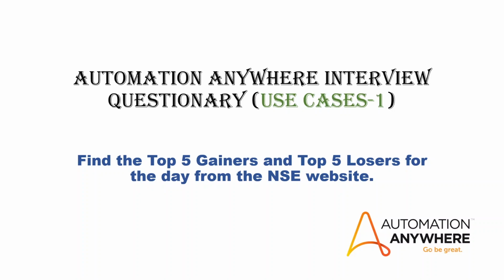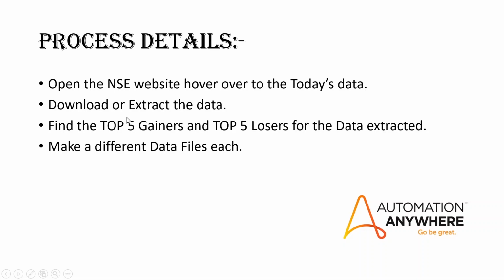Today in the automation, we will see the use case which was asked by one of the interviewers: to find the top gainers and top losers from the NSE website. For this process, we need to open the NSE website and get the data down. Once it's extracted, we need to find the top 5 gainers and top 5 losers from the extracted data, and we need to make two different files for the top 5 gainers and the top 5 losers.